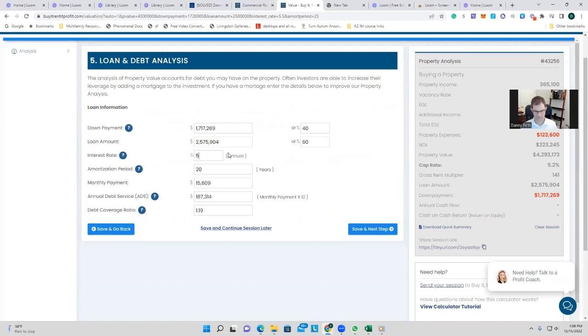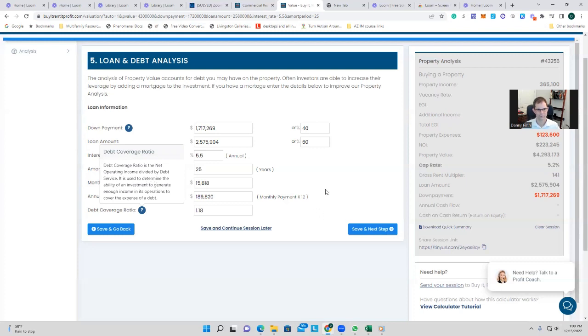And he's offering it at 5.5, and the typical amortization period is 25 years. That's just kind of a standard. And so then it automatically will say, okay, your monthly payment is this, and the annual debt service coverage ratio. And a lot of these terms, if you're not dealing with them all the time, you may not know what they mean. So like debt service coverage ratio, if you click on it, it says debt coverage ratio is the net operating income divided by the debt service. It's used to determine the ability of an investment to generate enough income.